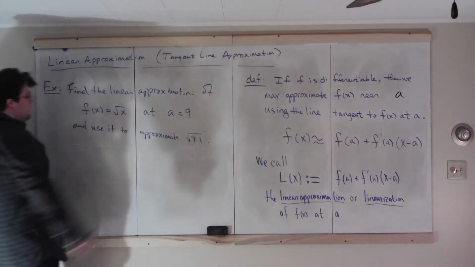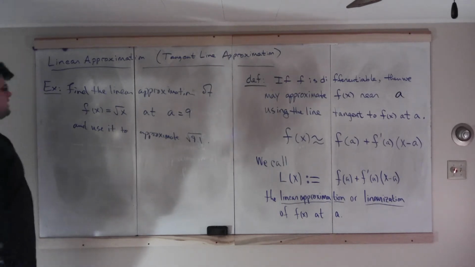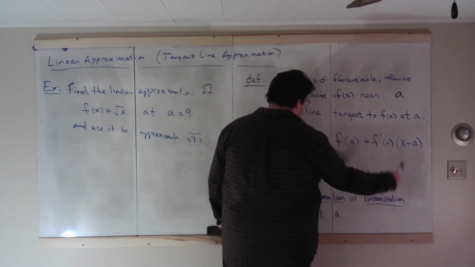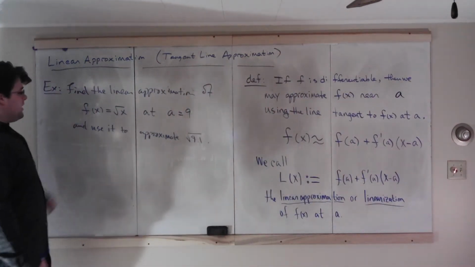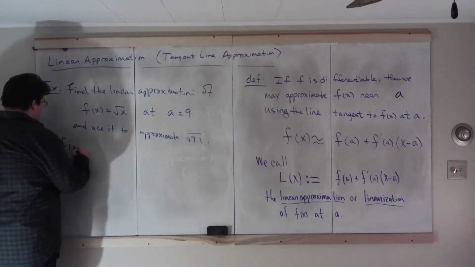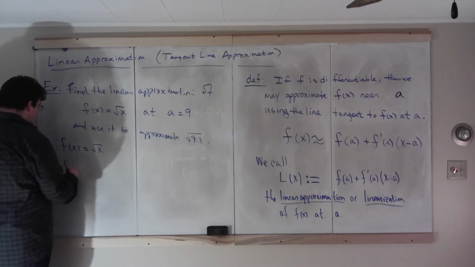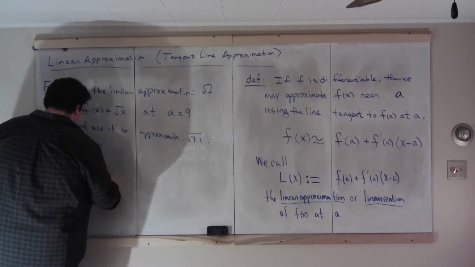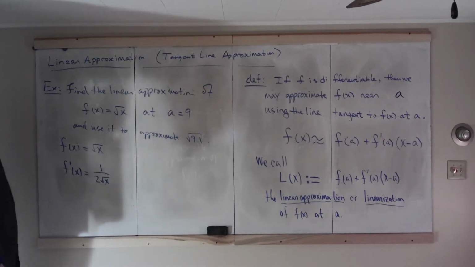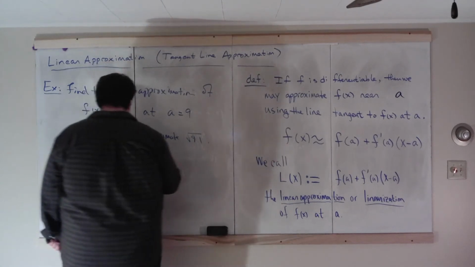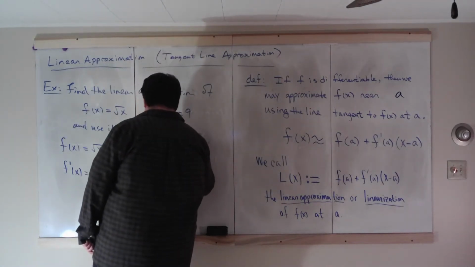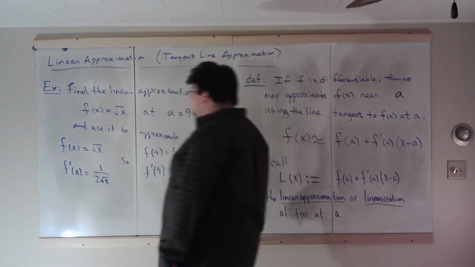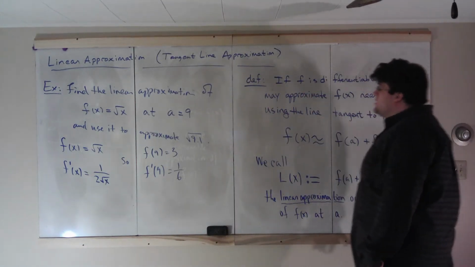Find the linear approximation of this. Well, we need that function at a equals 9. So we need f of a, which is 3. We need f prime of a, and we need x minus a. Well, there's f of x, so what's f prime of x? I'll say f of x equals root x. F prime of x, what is that? Well, it's half x to the negative half, or 1 over 2 root x. We need to evaluate these at 9, so f at 9 is 3. What's f prime at 9? 1 over 2 times 3, 1/6.